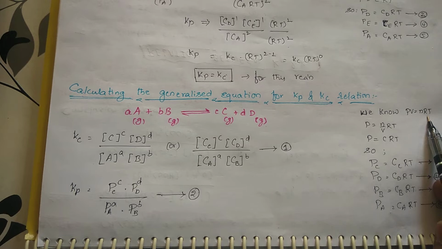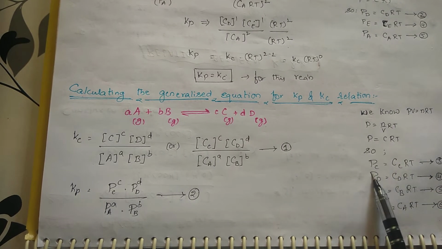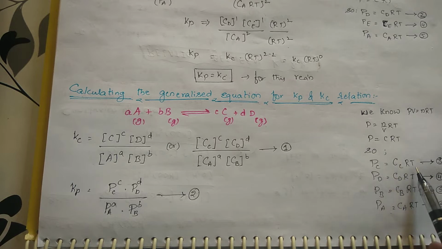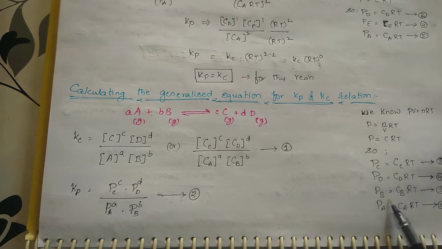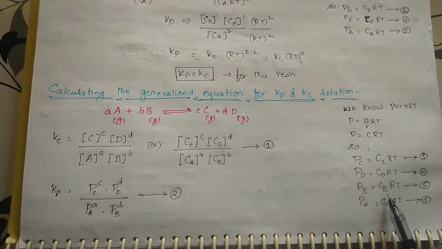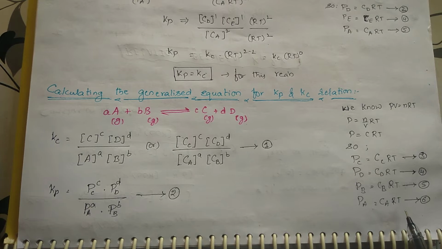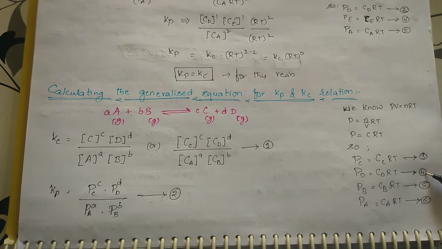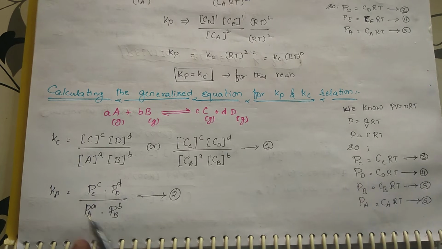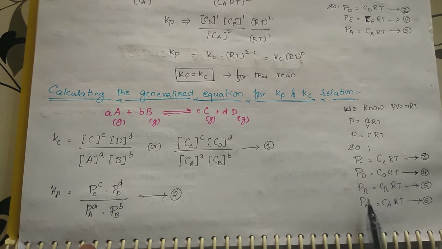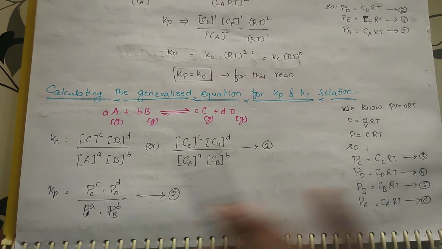We know that PV is equal to nRT, P is equal to N by V RT, P is equal to CRT. So if I want partial pressure of C, what does it become? Concentration of C into RT. If I want partial pressure of D, it is concentration of D into RT. If I want partial pressure of B, it is concentration of B into RT. If I want partial pressure of A, it is concentration of A into RT. Substituting 3, 4, 5, 6 in equation 2, because PC you are having here, PD here, PB here, PA here. Okay, substitute all the things here.